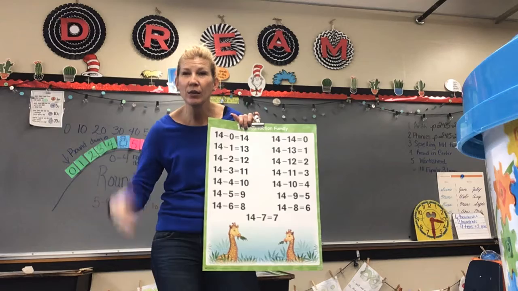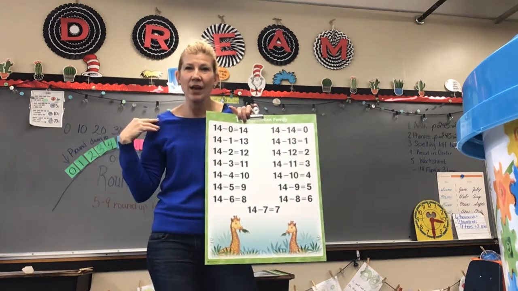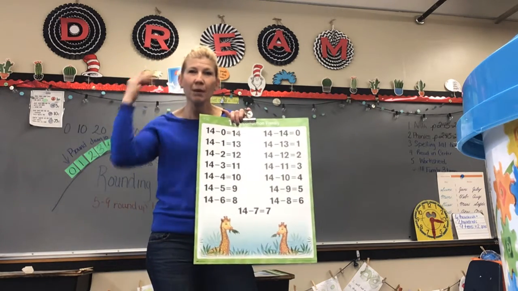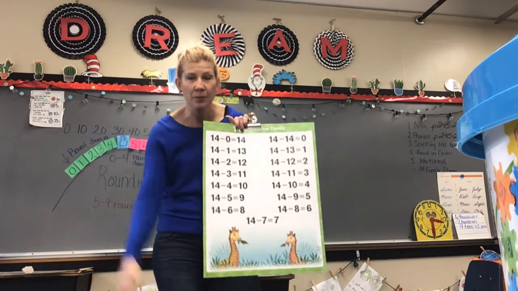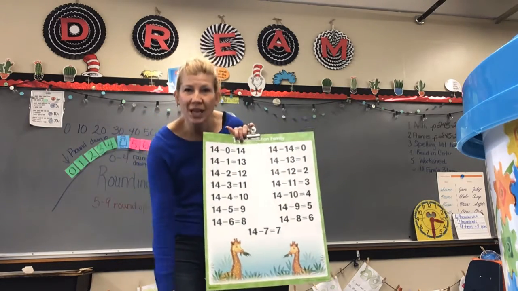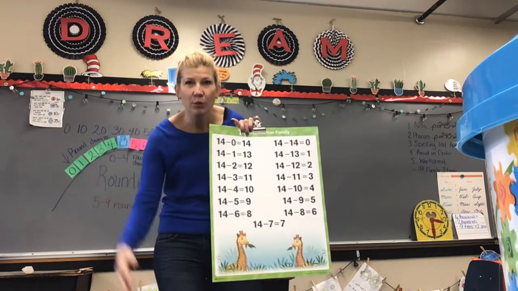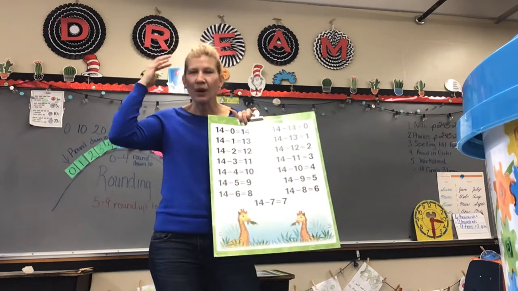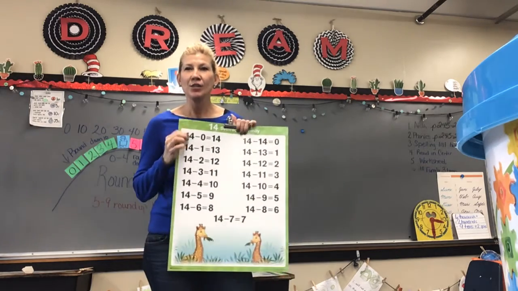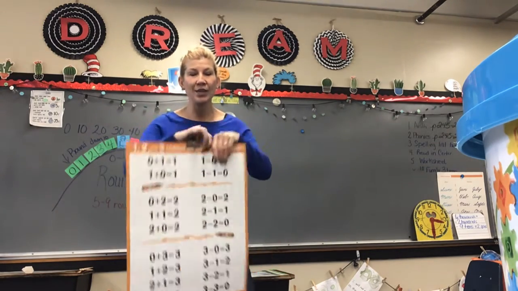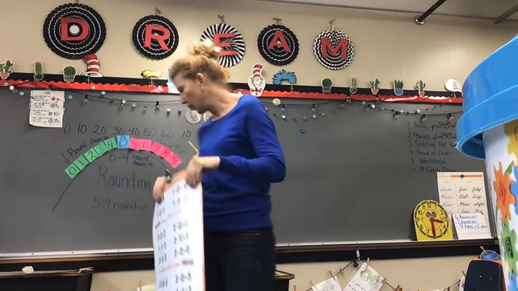14 minus 0 equals 14. 14 minus 1 equals 13. 14 minus 2 equals 12. 14 minus 3 equals 11. 14 minus 4 equals 10. 14 minus 5 equals 9. Oh, yep, I did it right. 14 minus 6 equals 8. Good job. Let's try it one more time and try to do it this time without looking.